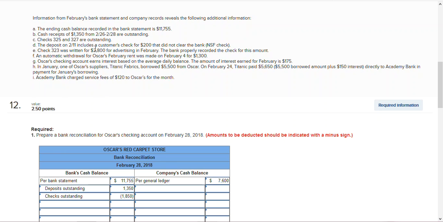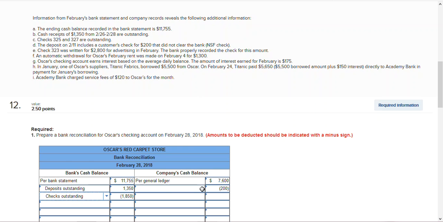It says the deposit includes a customer's check for $200 that did not clear the bank. So in other words, we received a check from a customer for $200. We made a deposit, so we recorded a deposit for $200. But when the bank tried to send that check through the customer's bank account, the check bounced. It wasn't any good. So when that happens, the bank actually takes the money back out of our account, because they kind of front us the money when we deposit it. So they put $200 in, and then when they tried to collect $200 from the customer, they couldn't. So they're going to take that $200 out. So we need to take that $200 out on our books.